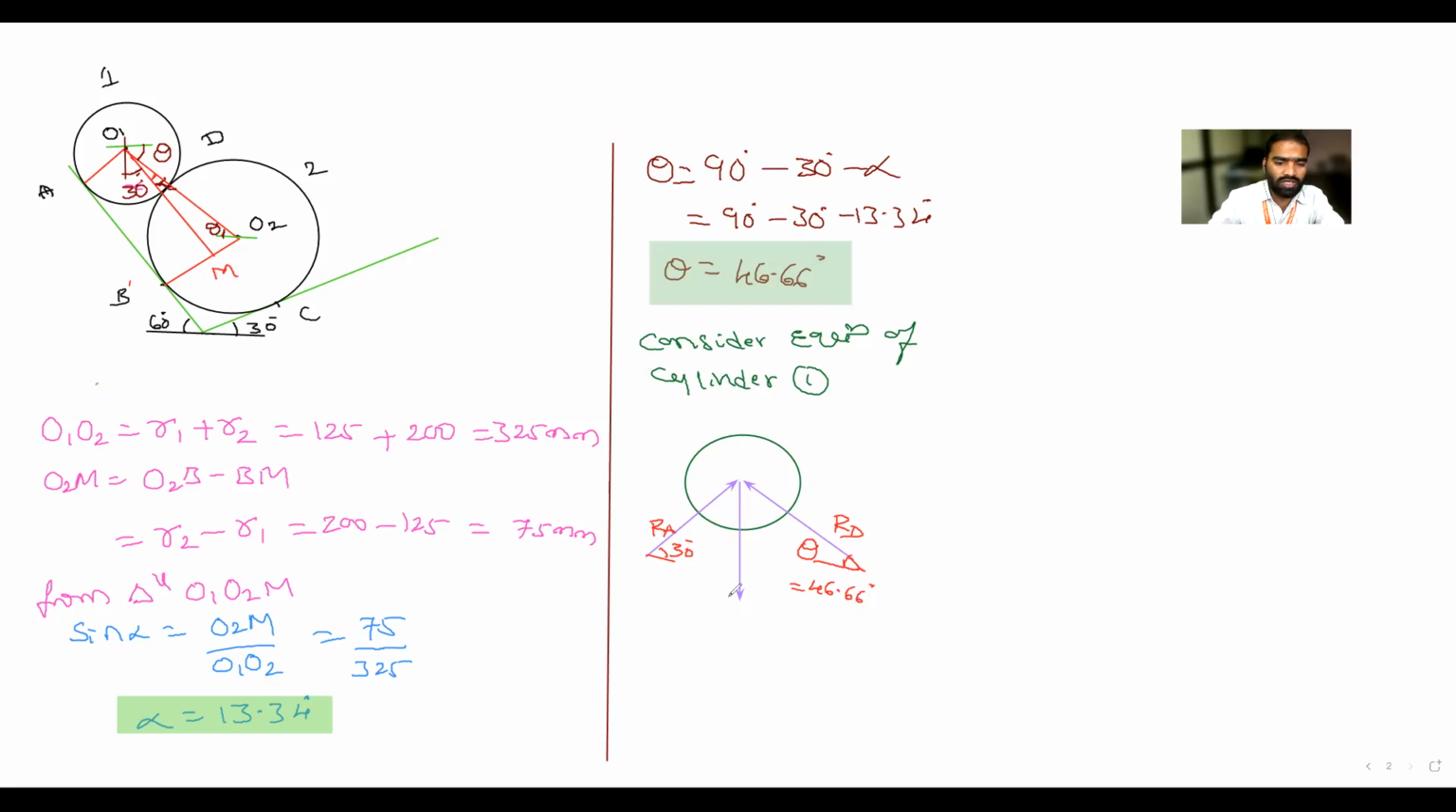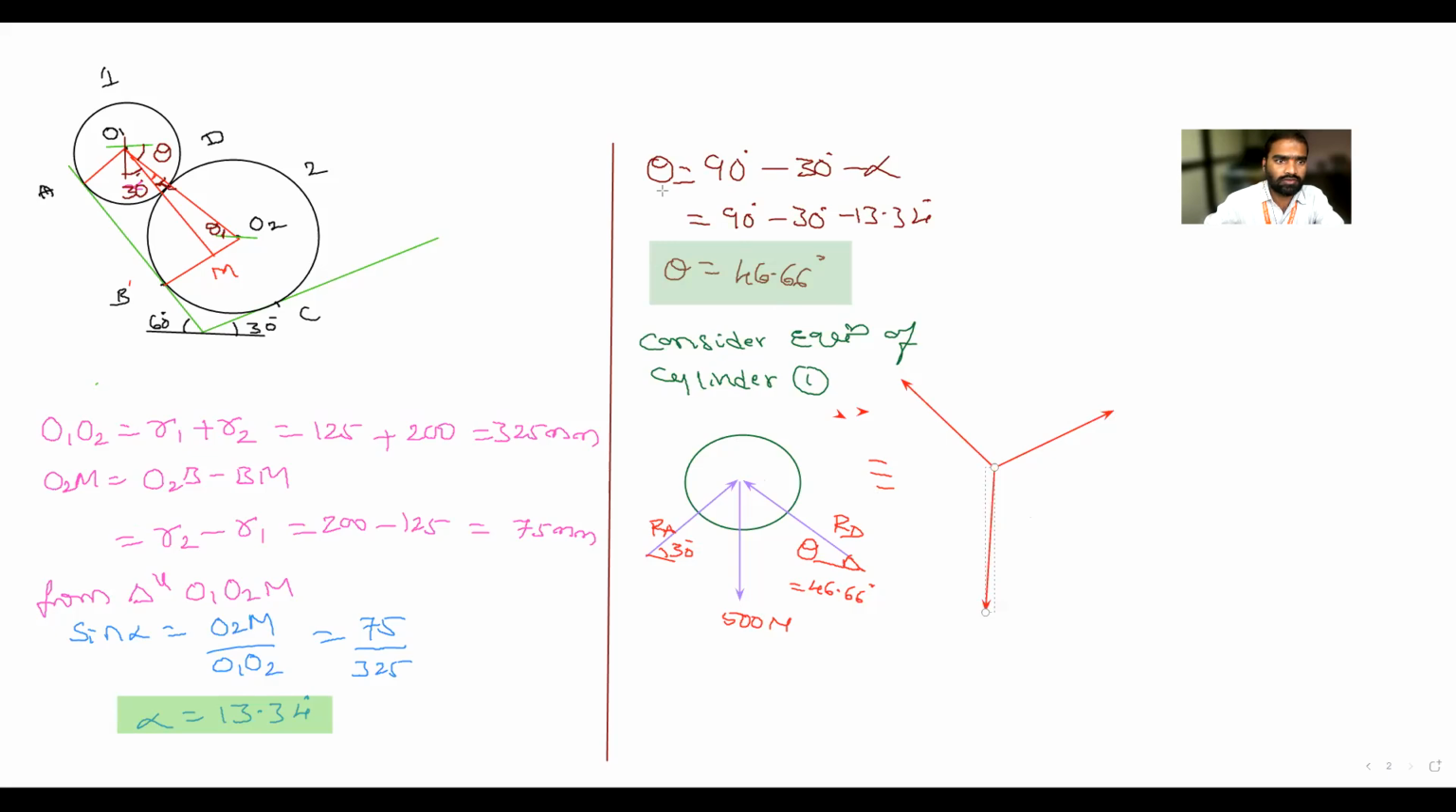Then weight is acting down. What is the weight of the smaller cylinder? 500 Newtons. So the same thing I will redraw like this. RA is passing in the first quadrant. Next, RD is passing in the second quadrant. Next, weight is acting in the downward direction.